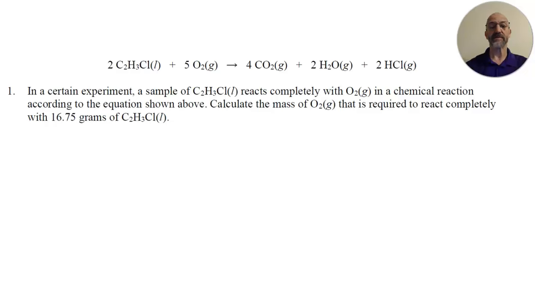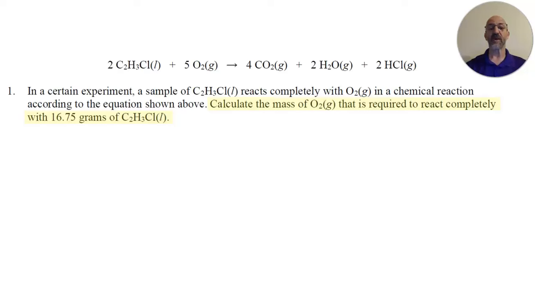Now let's move on to the practice for Topic 4.5. This is question 1. In question 1, we are given a balanced chemical equation, and it says, in a certain experiment, a sample of liquid C2H3Cl reacts completely with oxygen gas in a chemical reaction according to the equation shown above. Calculate the mass of oxygen gas that is required to react completely with 16.75 grams of liquid C2H3Cl.